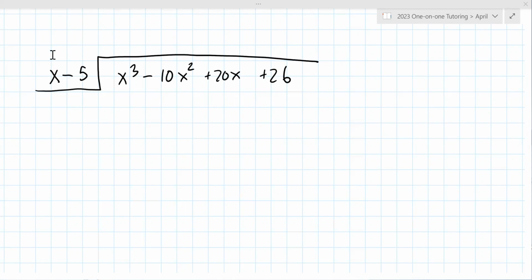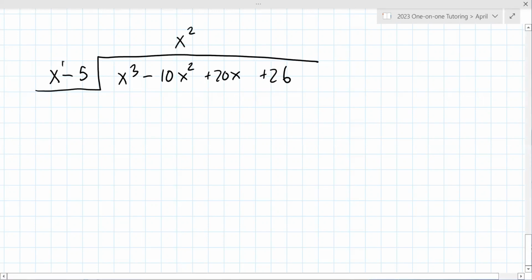Oh wait, I put 8 minus 5 instead of x minus 5. And I also put 8 squared instead of x cubed for some reason. I don't know why I was seeing that. So it would be x cubed on the top or x squared on the top. It's x squared that gets you back to x cubed.